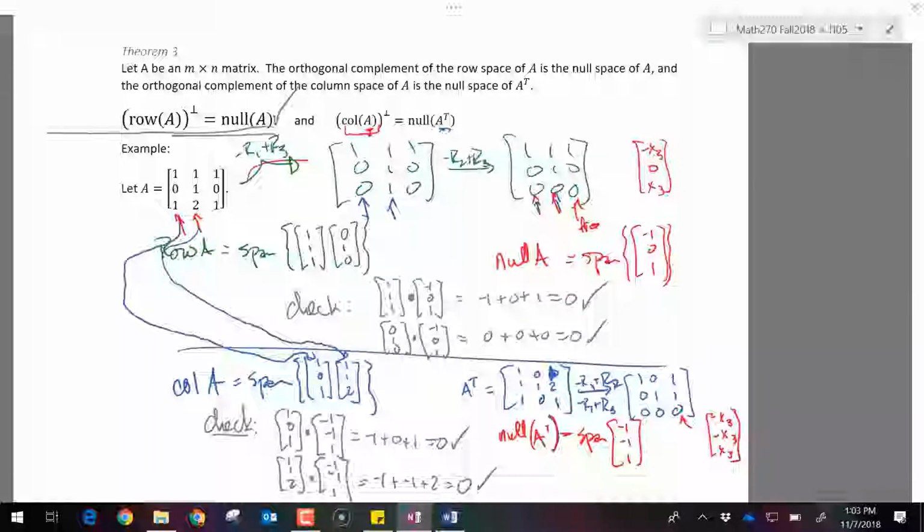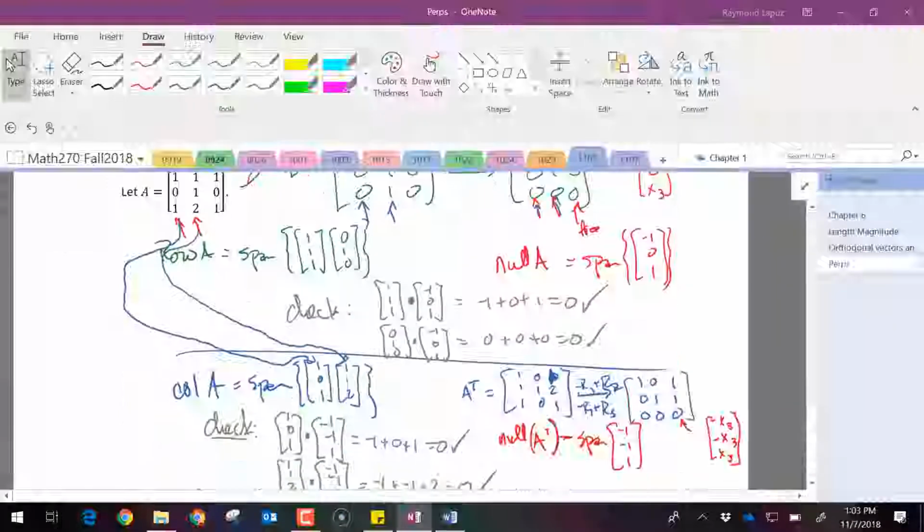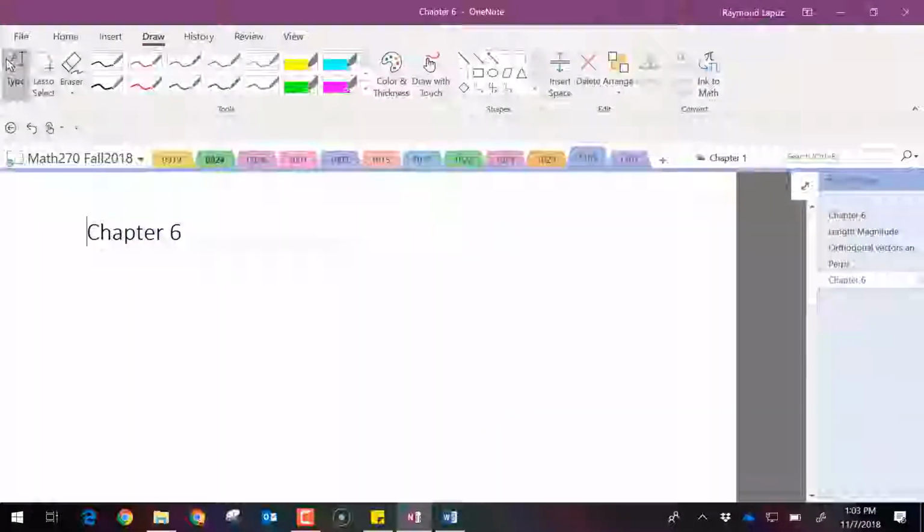Okay? Orthogonal complements. So according to this, the row and the null are orthogonal complements, and the column and the null of the transpose are orthogonal complements. So I'm out of room here, so let's write it down here.